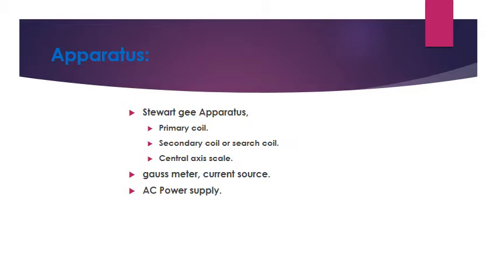In order to conduct this experiment, we require certain operators. First we require a primary coil called the field coil, and a secondary coil called the search coil, and a central axis scale to measure the position of the search coil. Next is a Gauss meter required to sense the magnetic field intensity at the center of the axis of the circular coil. A current source is required to feed the current to the primary coil, and an AC power supply is required. These are the operators required to conduct this experiment.